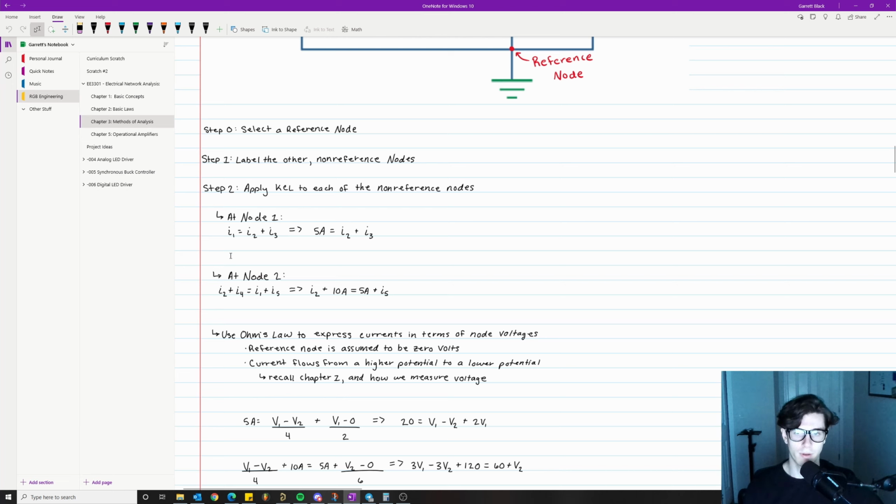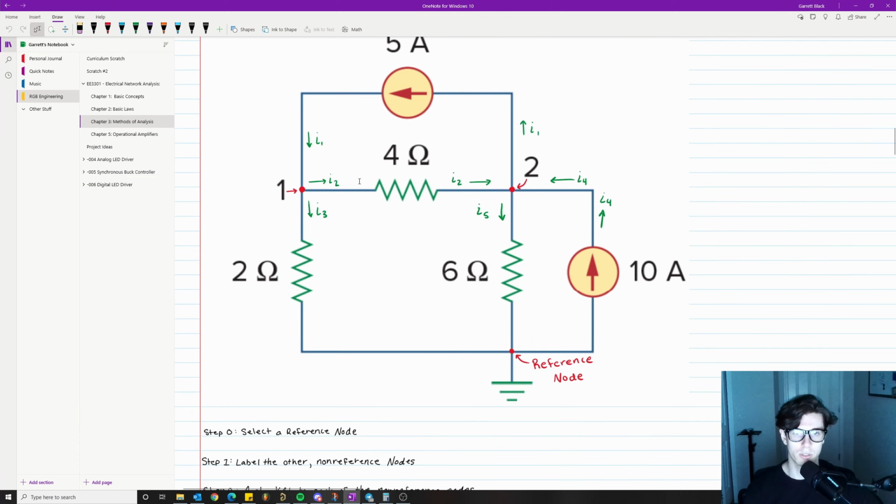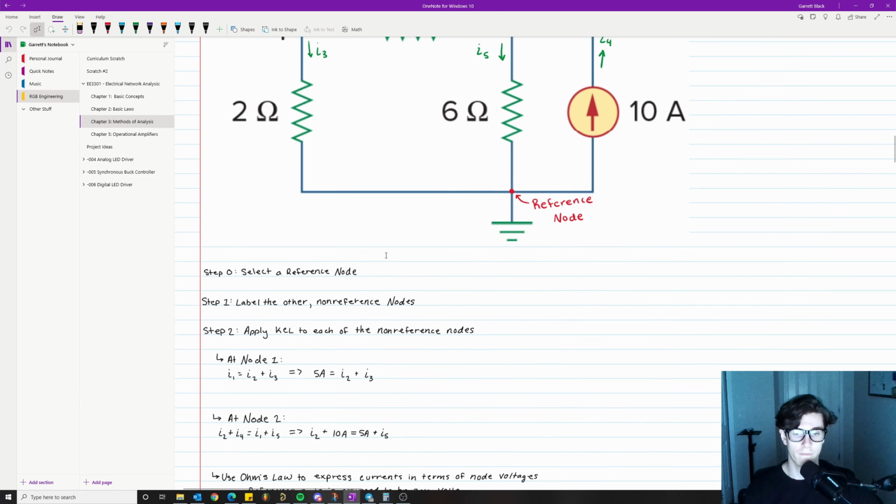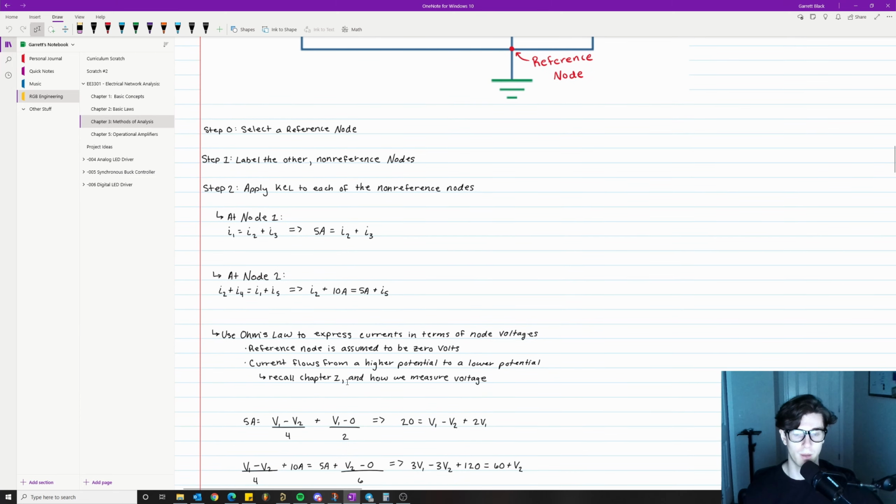Okay, so we're going to pull these 2 equations. 5 amps equals I2 plus I3. That's what this one is in terms of Ohm's law now. So I2 has been converted into V1 minus V2 over 4. Let's take a look at the I2 right here. It's flowing this way, assuming this is the higher potential and this is the lower potential, and then we're going through 4 ohms. So that means V1 minus V2 divided by 4. That's where we get that from.